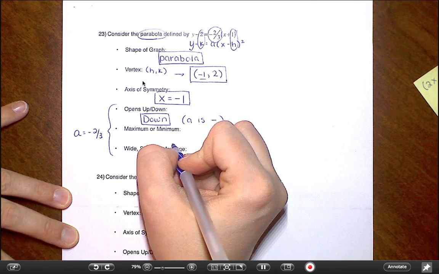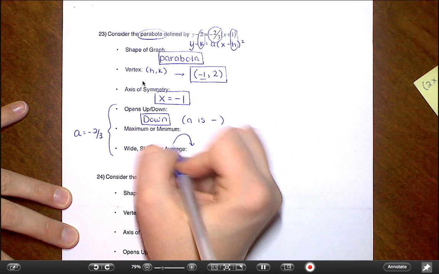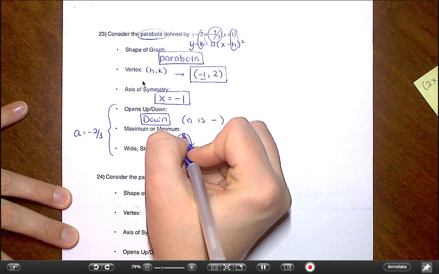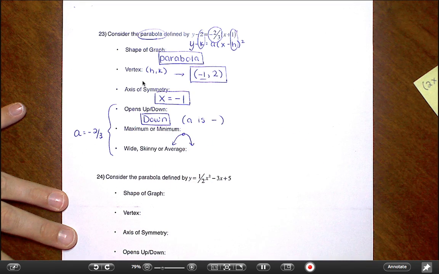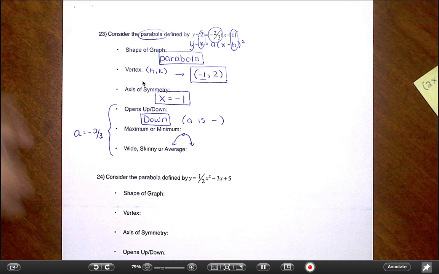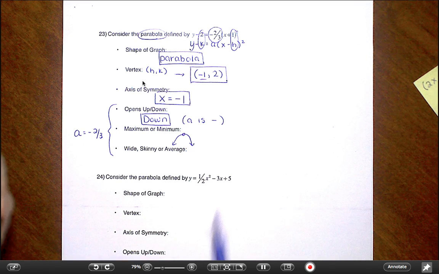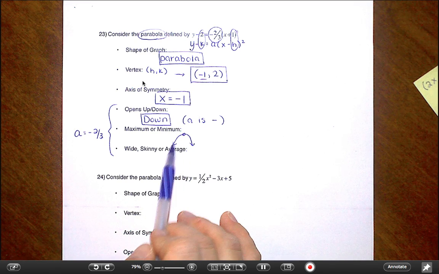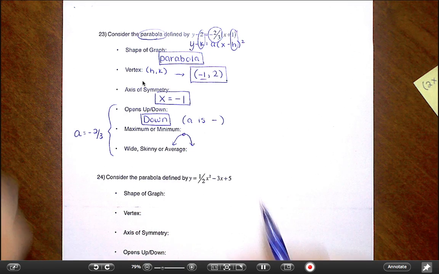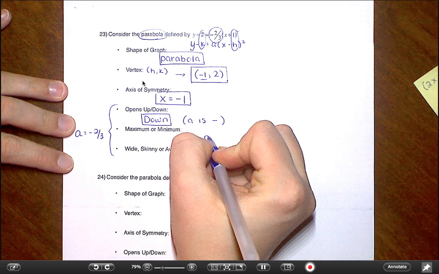And if it opens down, it looks like this. And so the vertex would be like a top point. That'd be a highest point. Okay? Every one of these is only going to have either a maximum or a minimum. You can't have both. So this is a high point. It doesn't have a lowest point because the arrows mean it keeps going. So this would be a maximum.